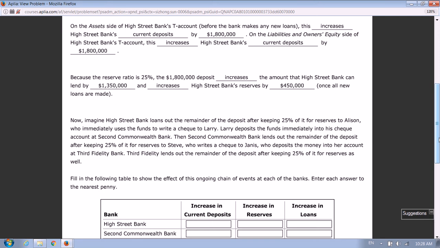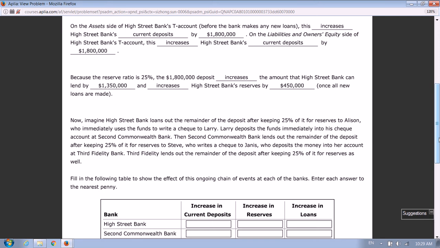Now imagine High Street Bank loans out the remainder of the deposit after keeping 25% for reserves to Allison, who immediately writes a check to Larry, and Larry deposits the funds immediately into his checking account at Second Commonwealth Bank.